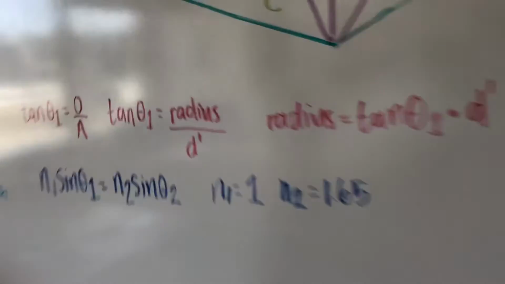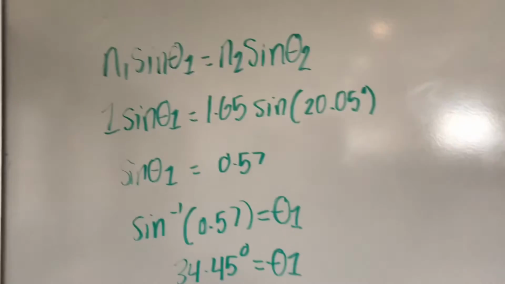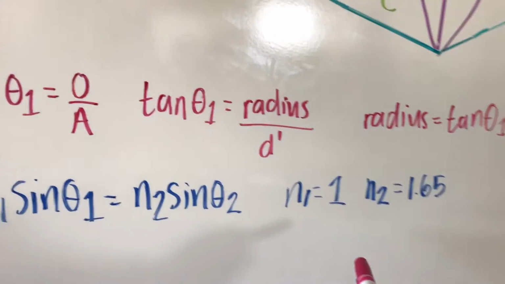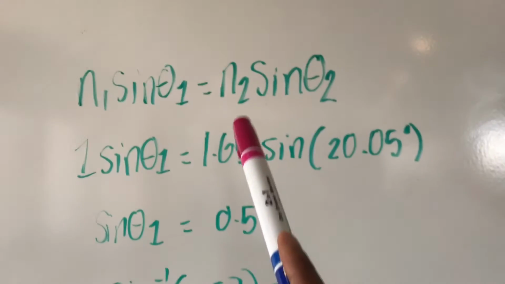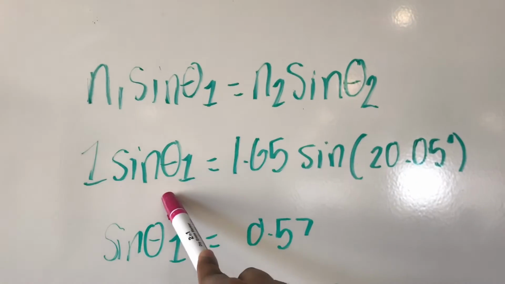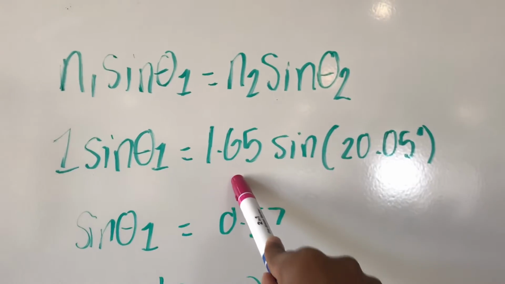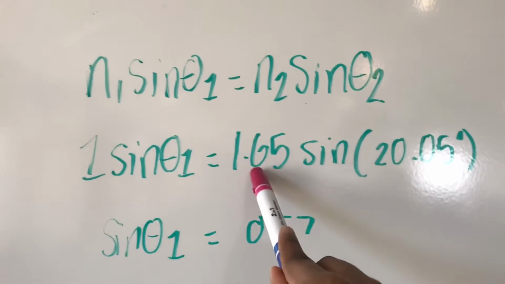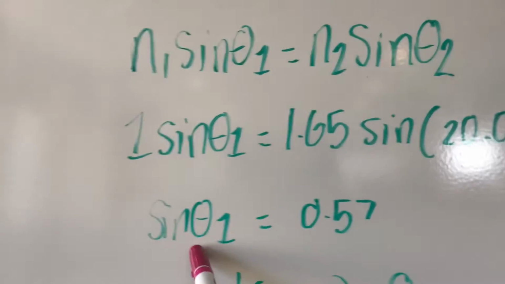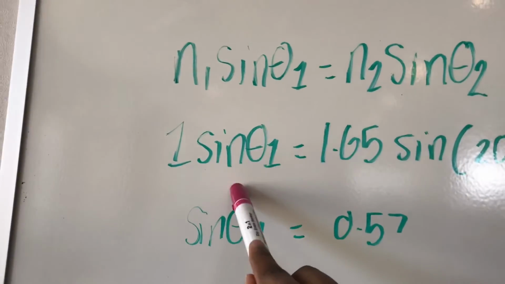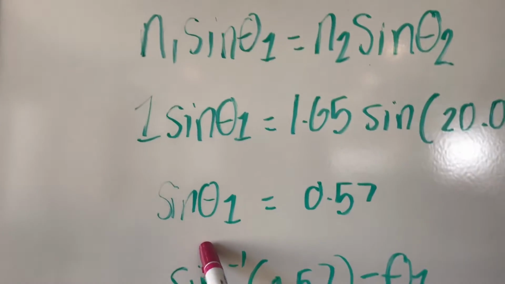So now we have our theta 2, we can go back to our Snell's law equation. N1, as we said before, was 1, and our n2, as we said before, was 1.65. And now we have theta 2. So 1 sine theta 1, which we're looking for, equals 1.65 times sine 20.05. If we multiply all this together, we get that sine theta 1 equals 0.57, where 1 times sine theta 1 is just sine theta 1.